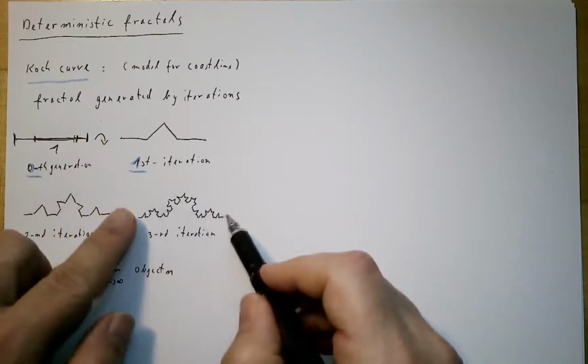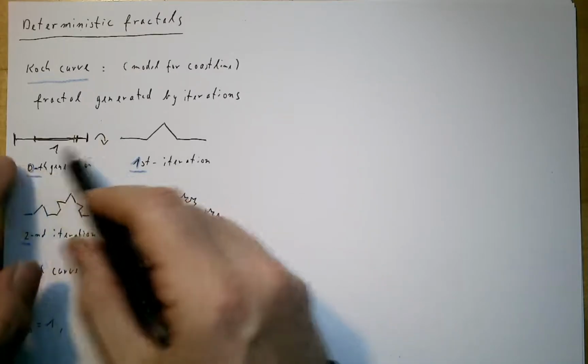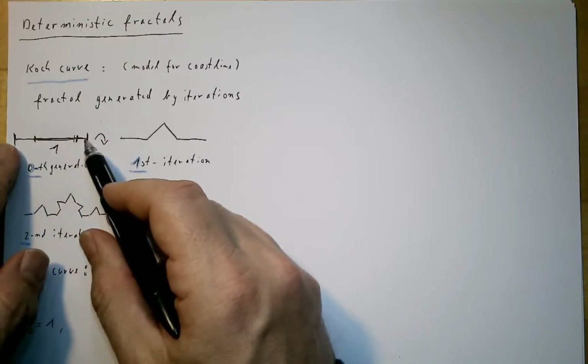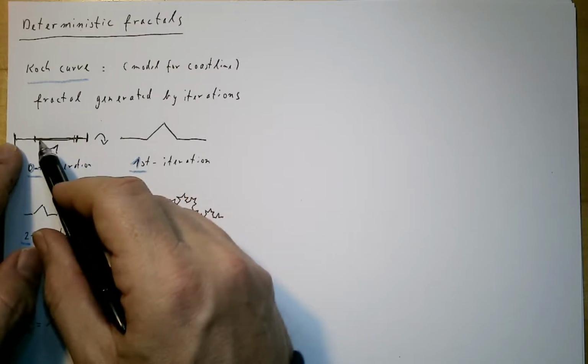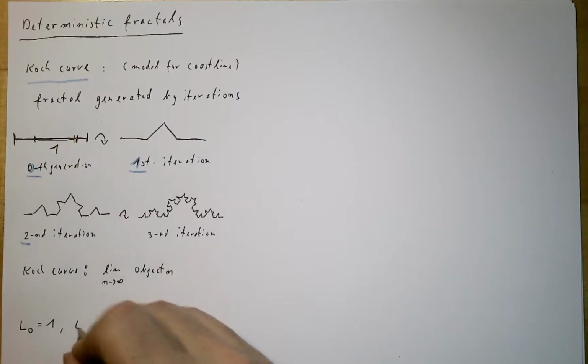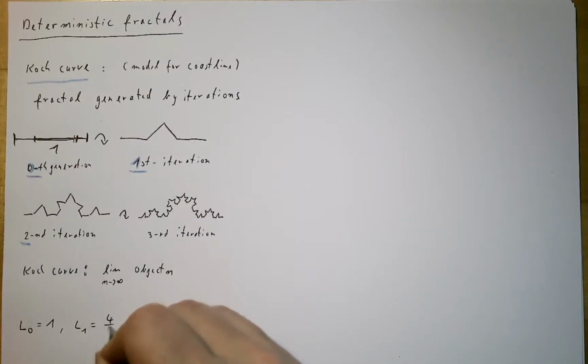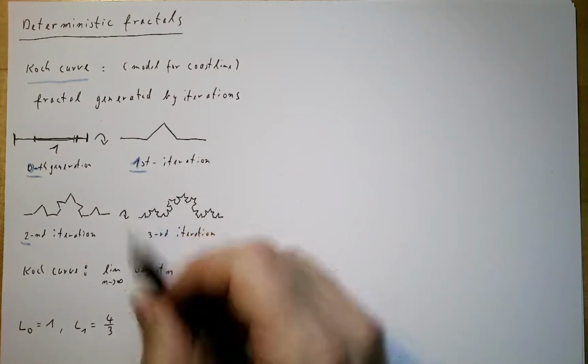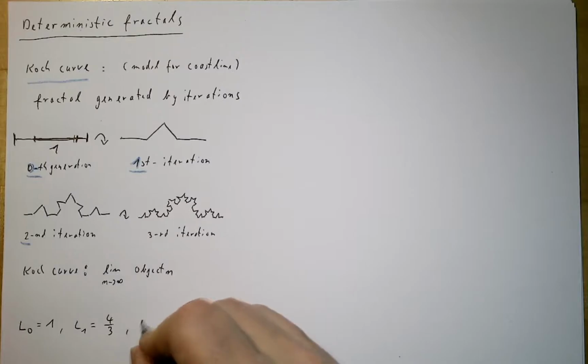So this stays always the same. But this means that if we now make the iteration, we first have to scale the object by a third, and then we make 4 copies. That means the length of the first iteration is 4/3.